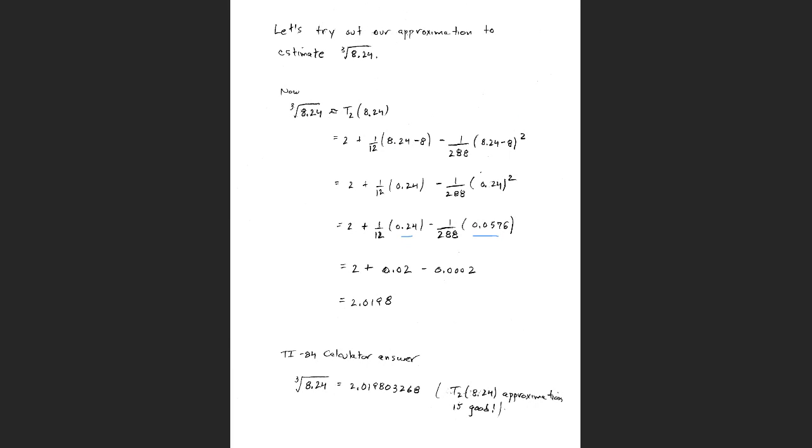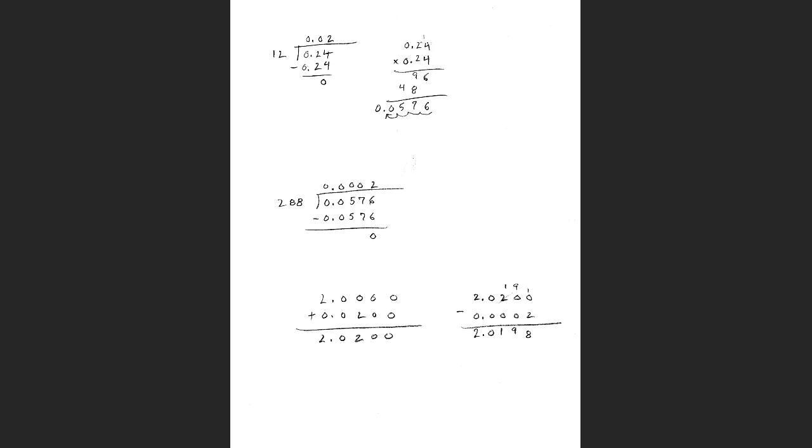Now 12 into 0.24. Okay, let me go back here. Yeah, 12 into 0.24. I bring the decimal point up here. There it is, and it goes in twice. So 0.02. How many remember doing division like this in elementary school? Decimal divided by a whole number. How many recall that?